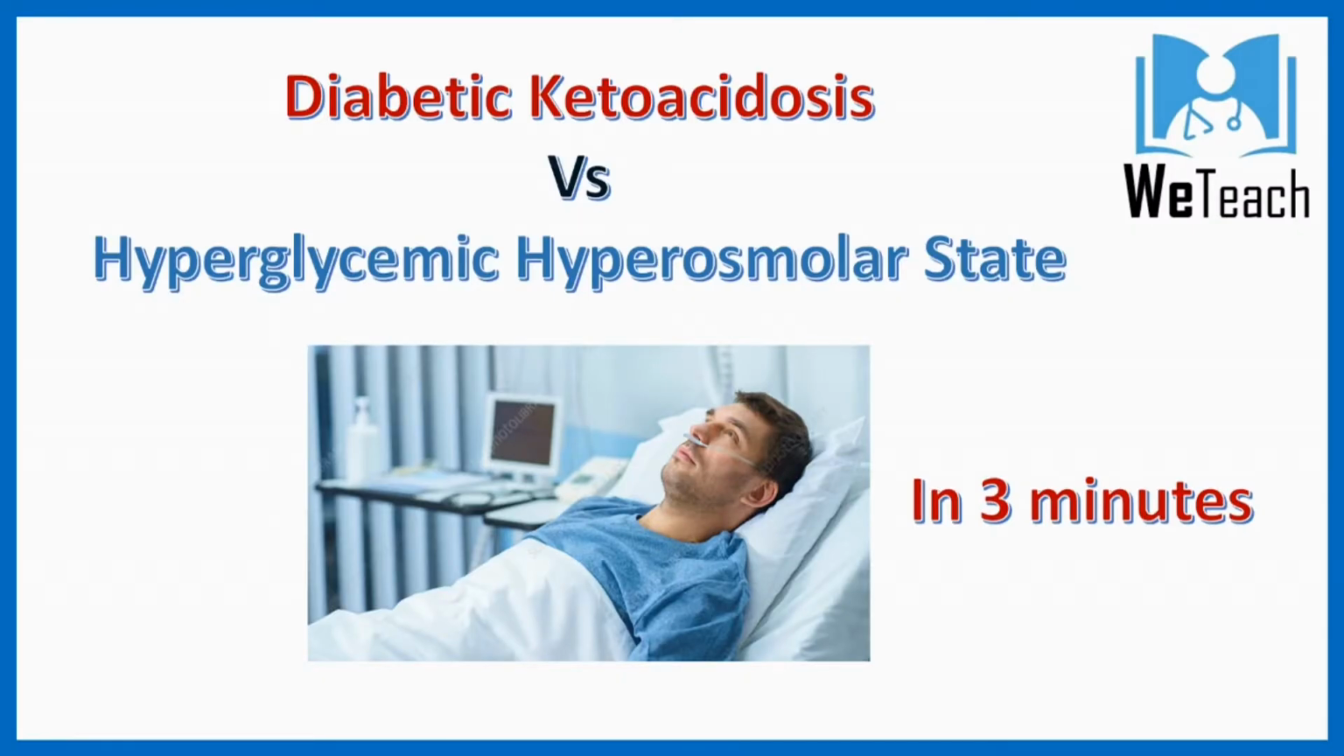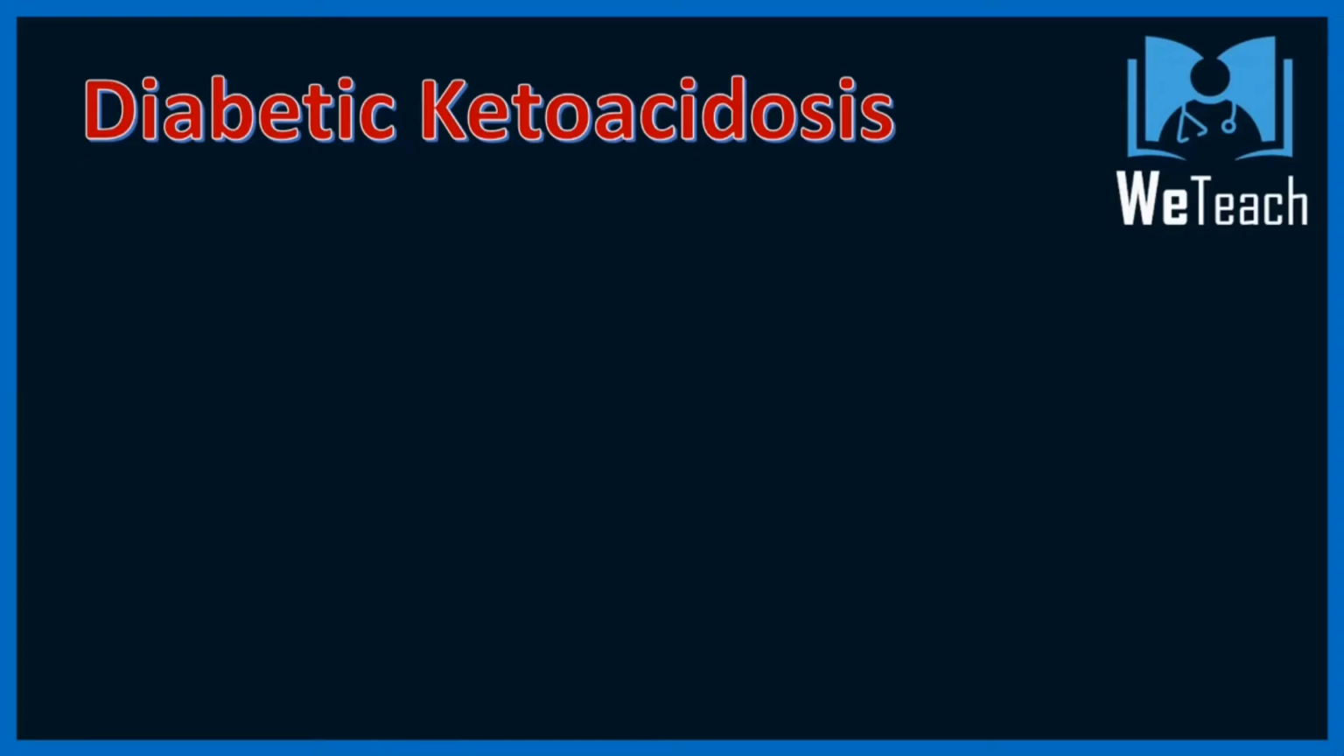This is going to be a 3-minute video about the diagnosis of DKA and the diagnosis of HHS. Diabetic ketoacidosis and hyperglycemic hyperosmolar states are one of the most encountered conditions in the hospital. Therefore, it is important to differentiate between those two conditions, especially that both of them present in diabetics. Let's start with diabetic ketoacidosis.